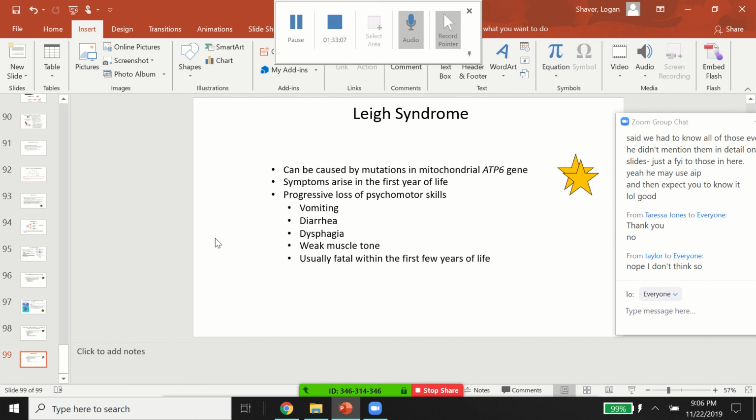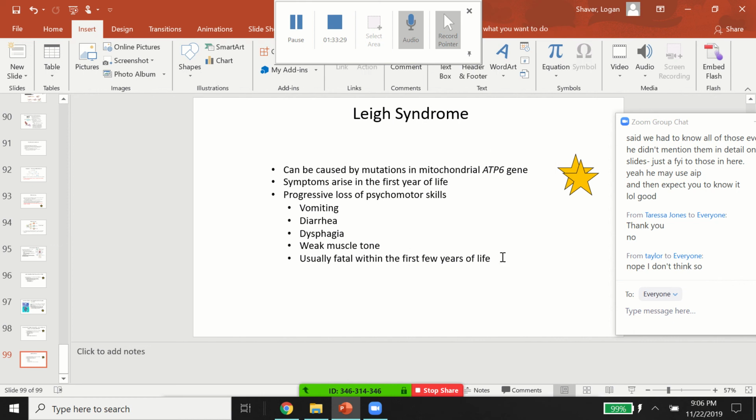And then our final one, Leigh syndrome. So that's going to be the ATP6 gene. Symptoms arise in the first year of life. That could be something to help you out, because every now and then they'll include demographic information, like a 1 or 2 year old patient has these symptoms, then that may clue you into this one.